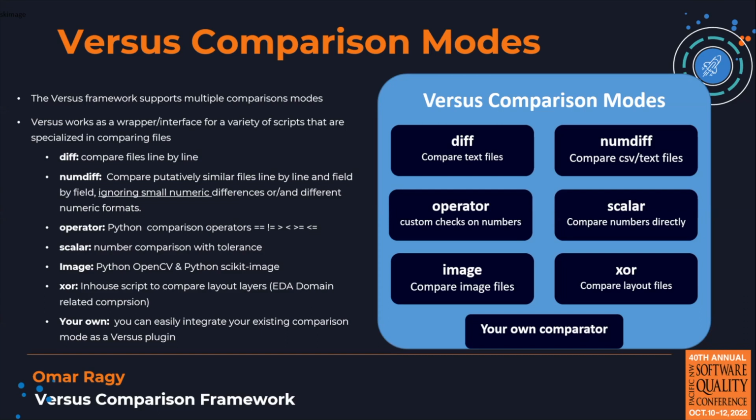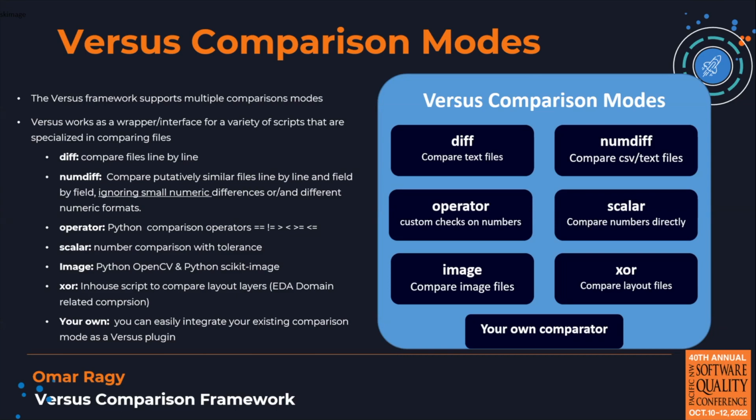Supporting so far, we have the diff mode, which is comparing files line by line. I believe everyone would know what is the Unix diff command. And we have the ndiff, which is based on diff, but it's line by line and also field by field. And it is very aware of the different numerical formats or small numerical differences. It works well with CSV files. So you can easily compare tables with ndiff.